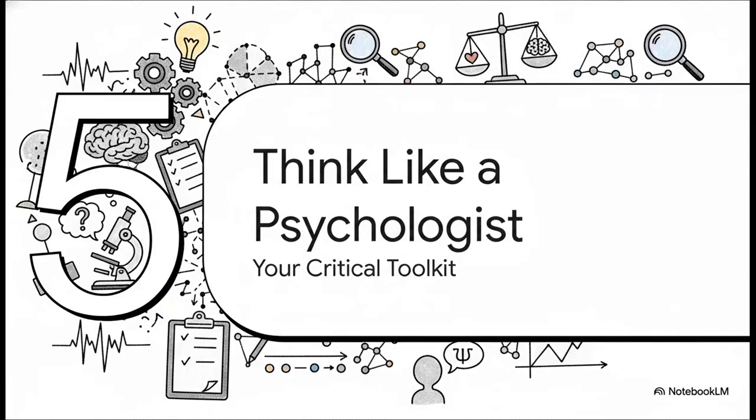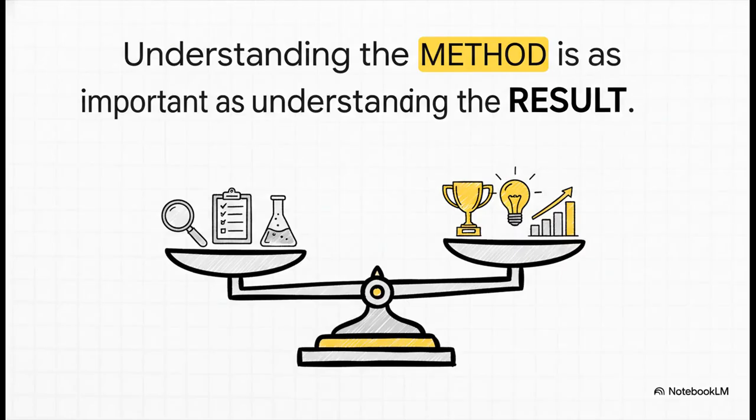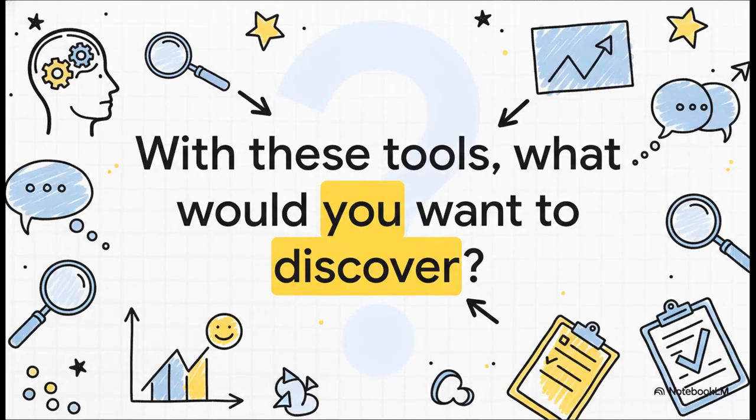So after this quick tour through the psychologist's world, you're now equipped with a whole new way of looking at this stuff. You're ready to start thinking like a psychologist. If you take away just one single thing from this, let it be this: the how is every bit as important as the what. The next time you see a headline about some new study, don't just ask what they found, ask how they found it. Was it a survey, a correlation, or a true experiment? Because understanding the method gives you the power to really evaluate the result for yourself.